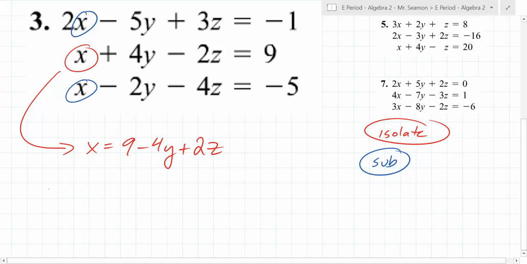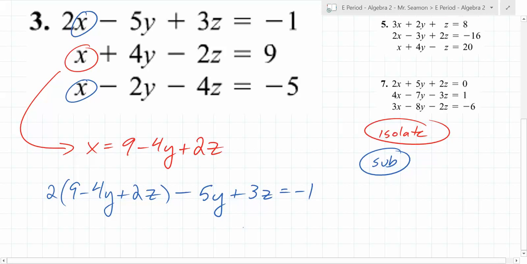So let's make the substitution. 2 times, instead of x, what are we writing? 9 minus 4y plus 2z, minus 5y. You see I wrote that minus 5y? I missed that 5y yesterday, and everything went downhill, which we didn't notice until the end.